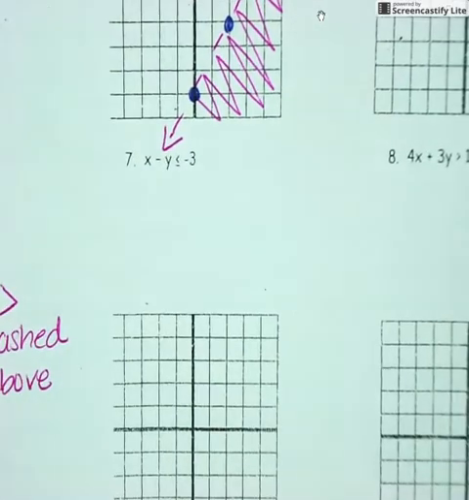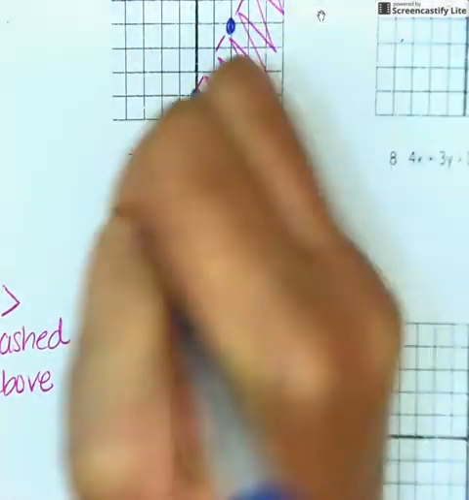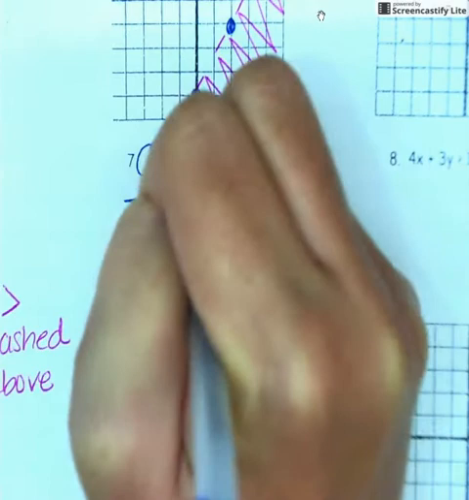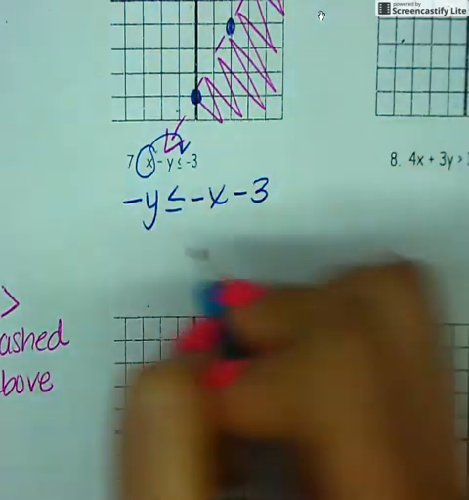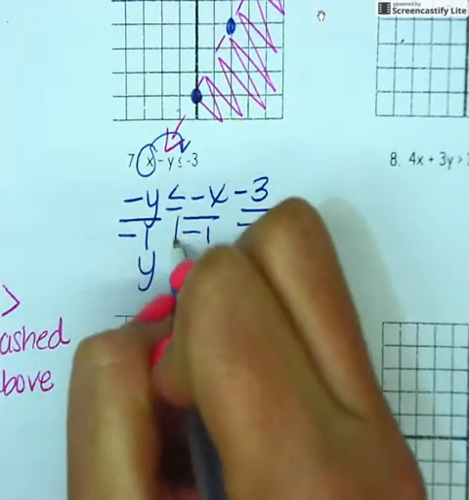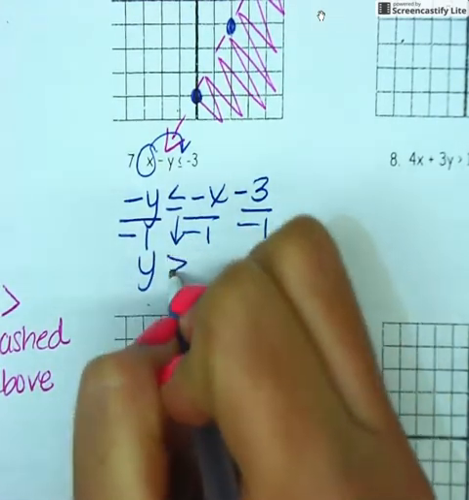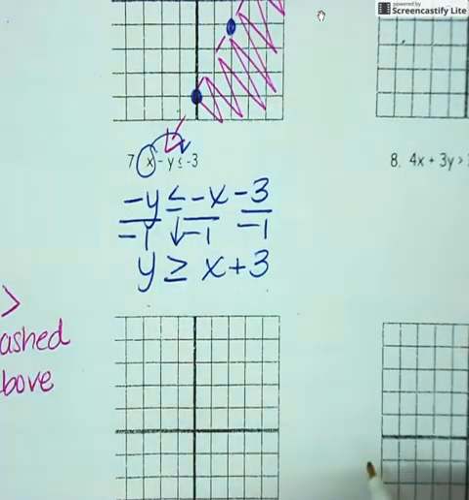Moving on to problem number 7. Rearranging it to get y by itself, I'm going to move my x. That y is still negative. So in order to get y all by itself, I need to divide by negative 1. Warning, warning, I divided by a negative, so I need to flip my sign. This becomes a positive x and a positive 3.